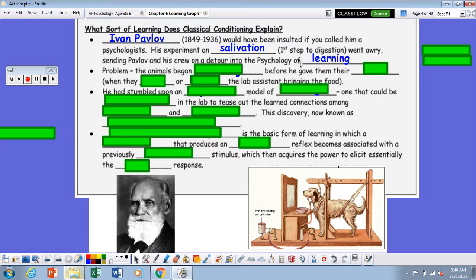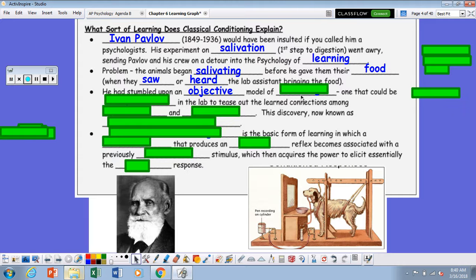So the problem begins with this. The animal began to salivate before he was given food, and when the animal saw, or for the most part heard, the lab assistant bringing the food, they would start salivating.